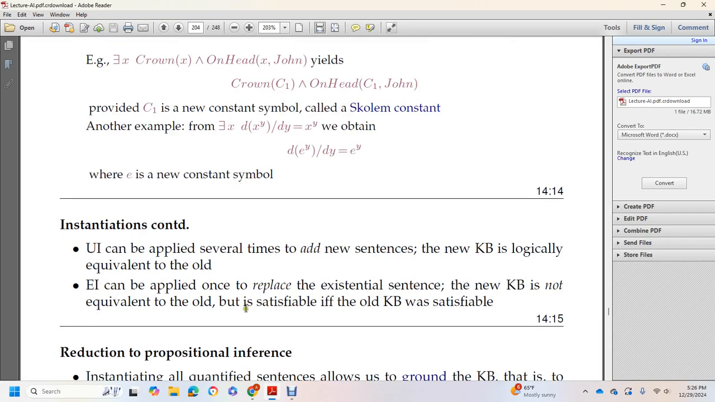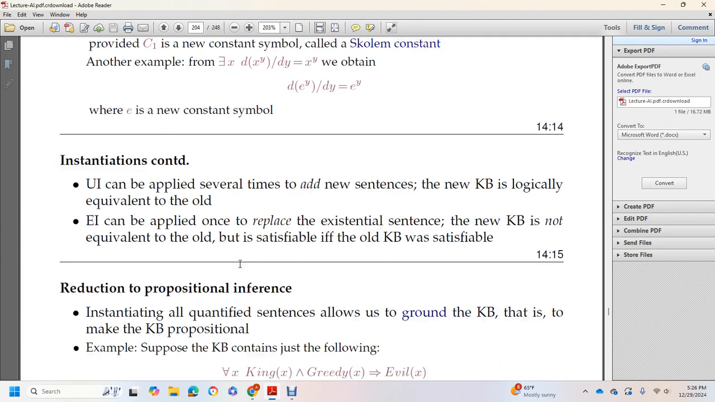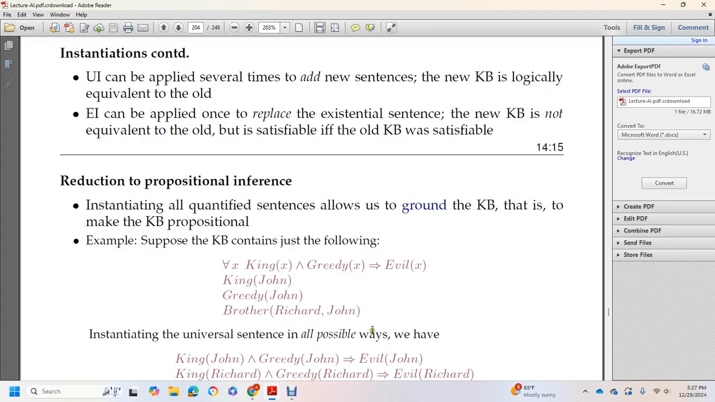Instantiations continued. UI can be applied several times to add new sentences, and the new KB is logically equivalent to the old. EI can be applied once to replace an existing sentence, and the new KB is not equivalent to the old, but is satisfiable if the old KB was satisfiable. Reduction to propositional inference: instantiating quantified sentences allows the KB to be propositionalized.